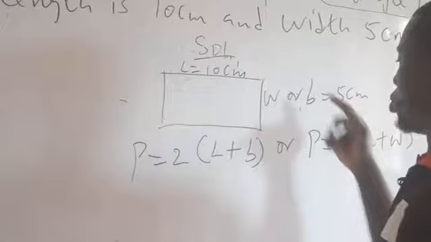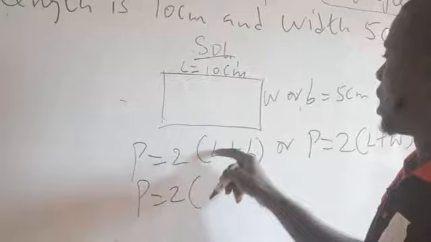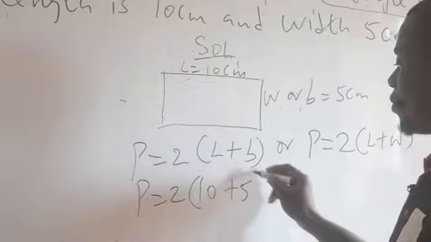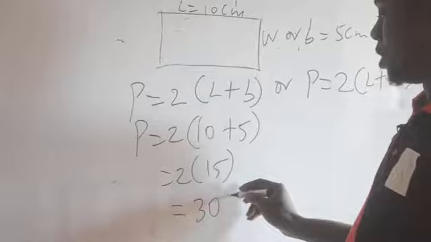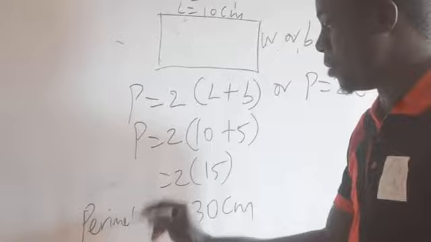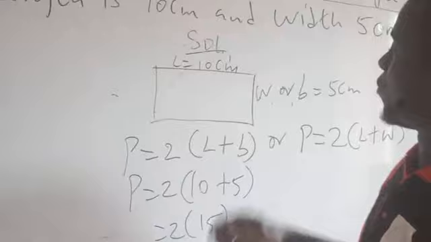So perimeter equals 2 bracket, our length is 10 plus our width or the breadth, call it 5. You add this up: inside the bracket, 10 plus 5 will give us 15. Then open the bracket, 2 times 15 gives us 30. Then our unit is centimeter, because of the question, centimeter. So the perimeter of this rectangle is 30 cm.